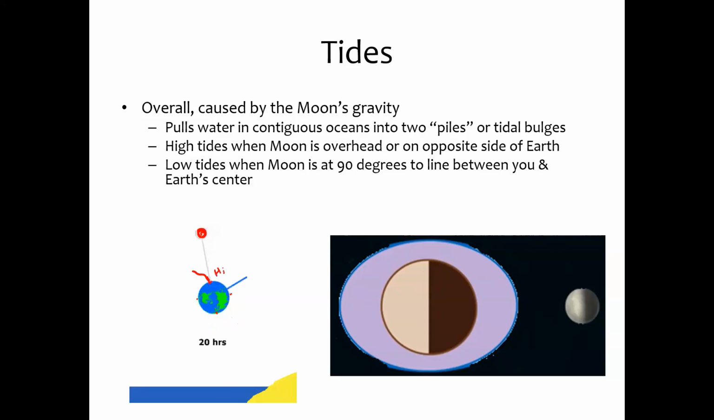So these are high, low, and low. And so that means that each day you have 2 high tides and 2 low tides, roughly. It's a little off because the moon is spinning at the same time the Earth is spinning.